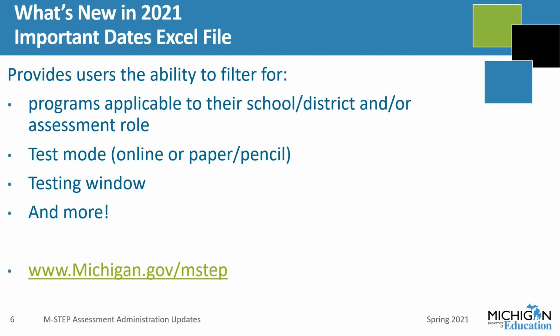The 2021 Important Dates Excel file is available and allows users to filter according to assessment program, whether they are looking at online or paper pencil testing, testing window, and more. In addition to the Excel file, we also have created a Google Calendar that you can view all of the assessment program dates from. You have the ability to filter which assessment programs to view on the calendar. And we still have all of the PDFs available with different assessment programs and groups of assessment programs listed. Go to the MSTEP webpage to view the PDFs, Excel file, and/or the Google Calendar.